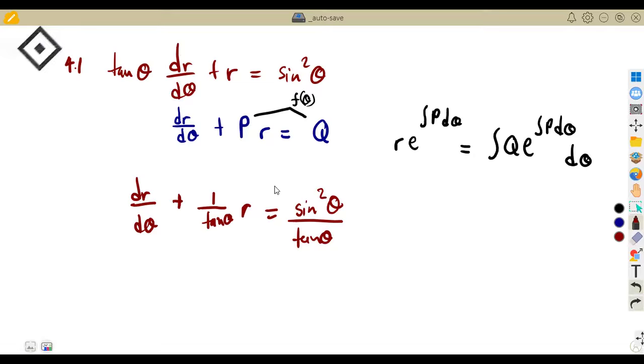That's for our linear equation. So here we are going to have dr d theta plus, we said 1 over tan is a cot. So this is cot theta. This is your p, this one. So that's r here, that's pr. So that is the p.